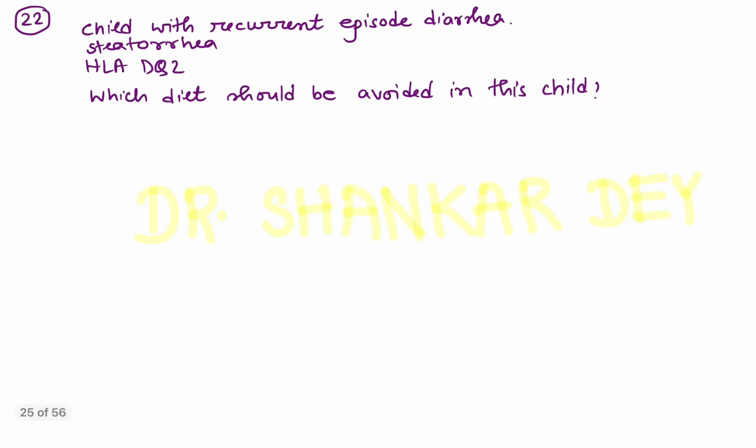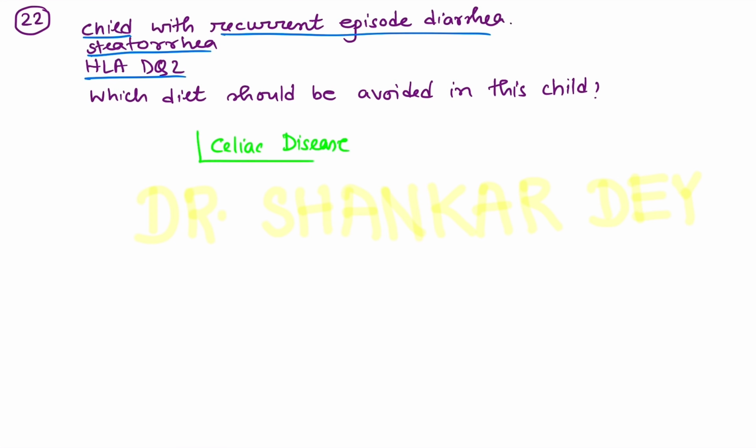Next, coming to question number 22, a child with recurrent episodes of diarrhea, also steatorrhea, growth failure, HLA-DQ2 positive. So which diet should be avoided in this child? This is a typical case presentation of one malabsorption syndrome, known as celiac disease or non-tropical sprue. So this is a case of celiac disease.